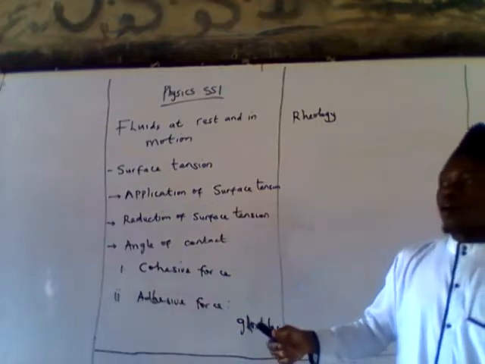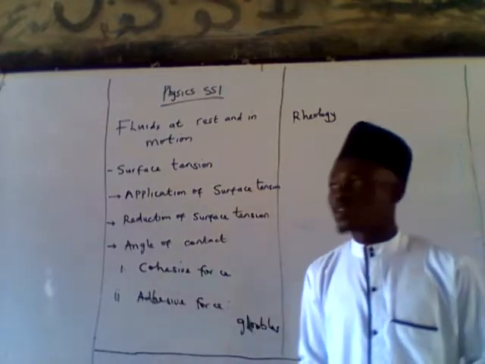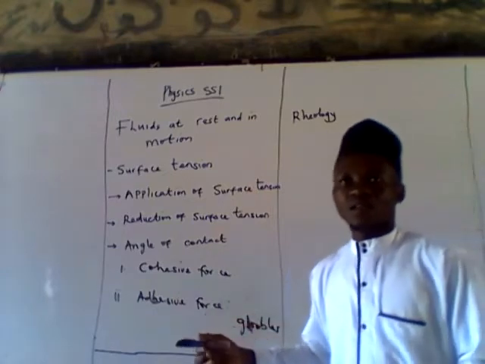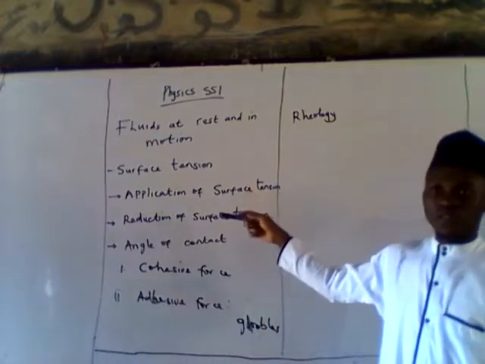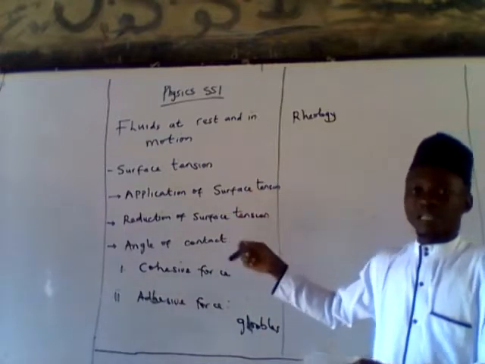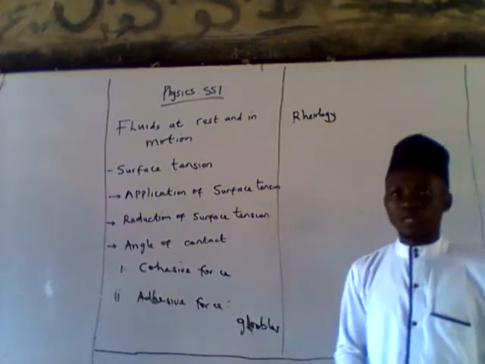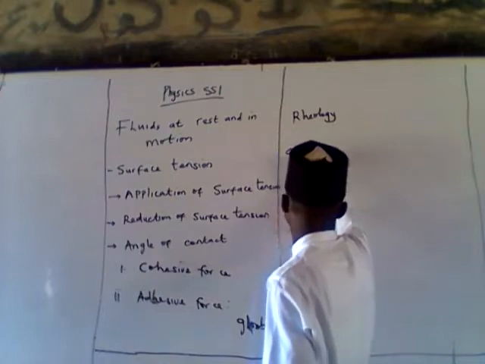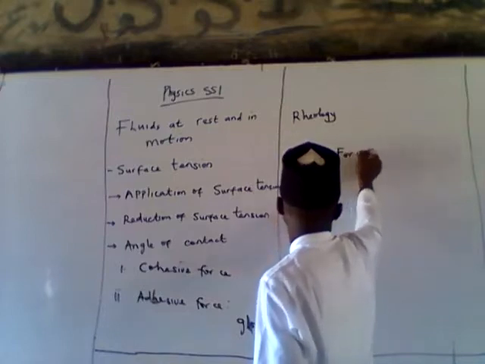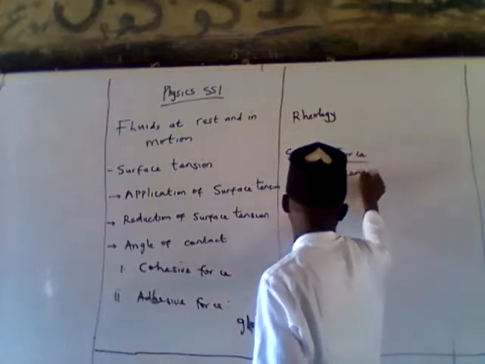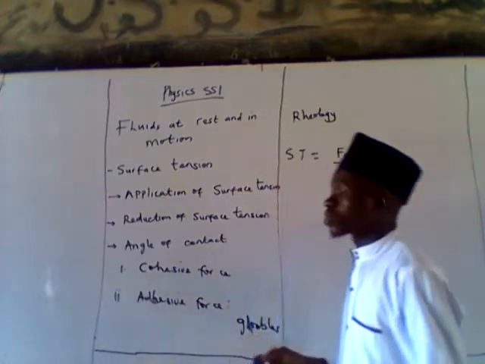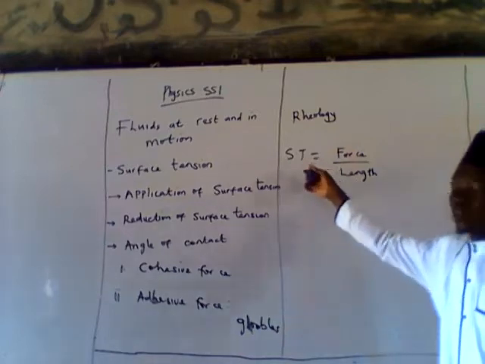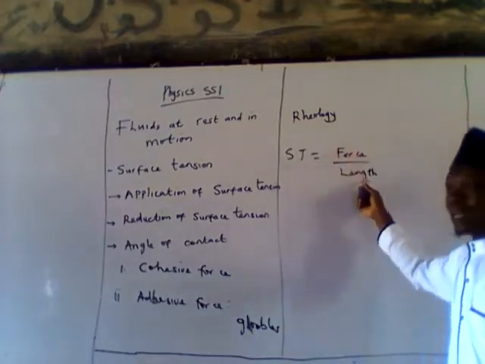So how do we define surface tension physically? Surface tension can be defined as the force per unit length acting on the surface of a substance. We say that surface tension, S.T, equals force per unit length, that is, force over length. This is the formula for calculating surface tension: the force divided by the length.